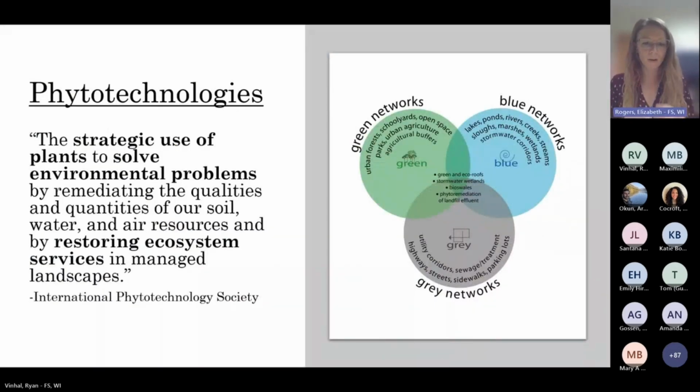So the umbrella that all of this work falls under is phytotechnologies, which is the strategic use of plants to solve environmental problems. And those environmental problems could be things like contamination, like I discussed. Our work, Ron, Ryan, and I, revolves around using trees to remediate contamination, or this could be solving other kinds of environmental problems, such as managing stormwater runoff in urban areas, or managing temperature extremes by establishing tree canopies.